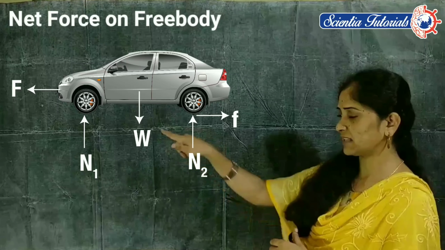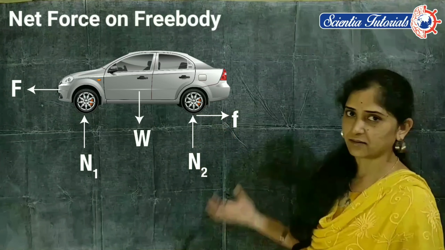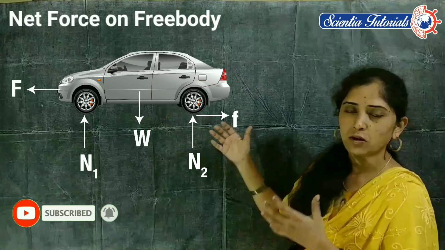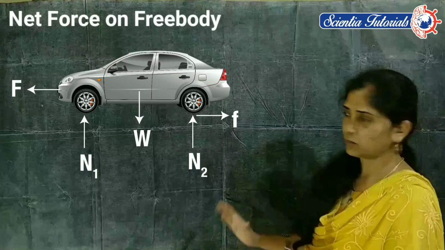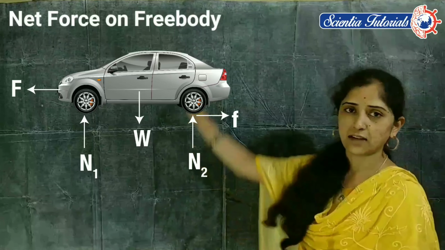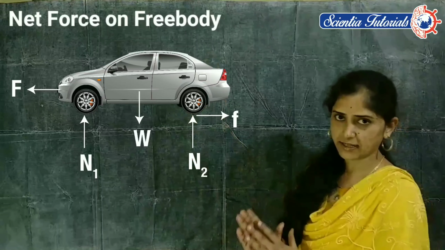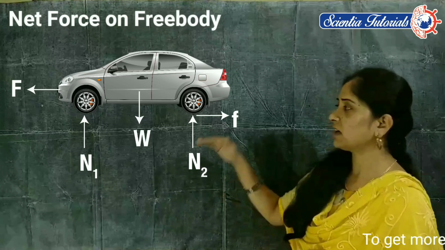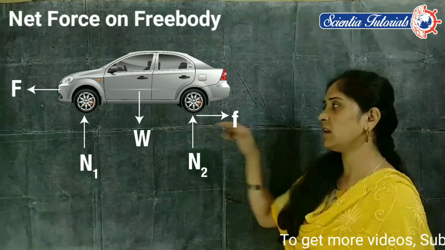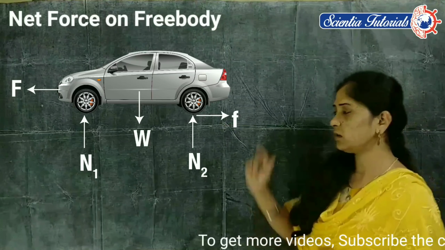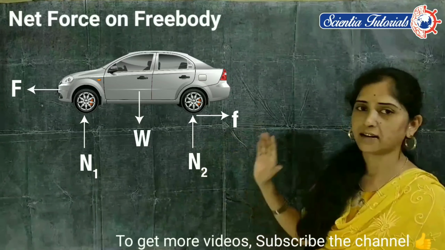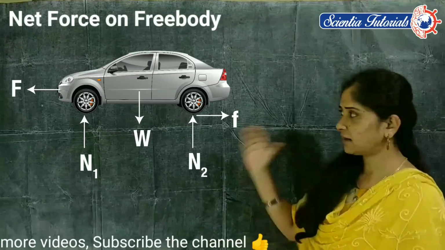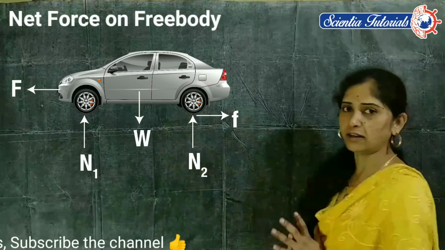We can observe two tires here, and a total of 4 tires will be present. On the tires, normal force will act, exactly at 90 degrees to the surface. That force is opposite to the gravitational force. We can show the normal force with the symbols N1 and N2. So gravitational force, normal force and frictional force are acting on the car, and the car also shows the force in the forward direction.